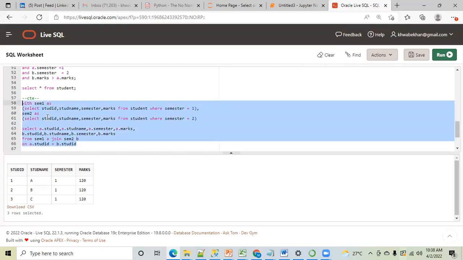This is the full query. I want someone to please explain what I'm trying to do from this query, and then I will execute this. Who will explain what I'm trying to do from this query?